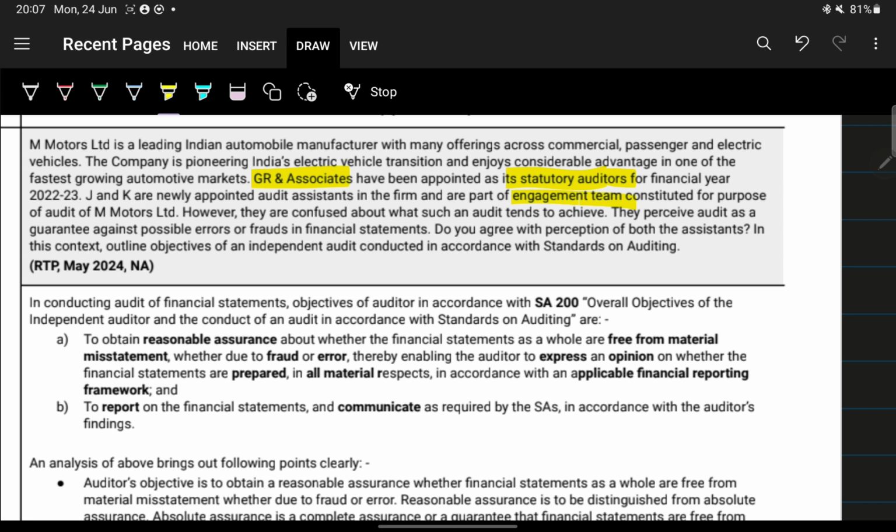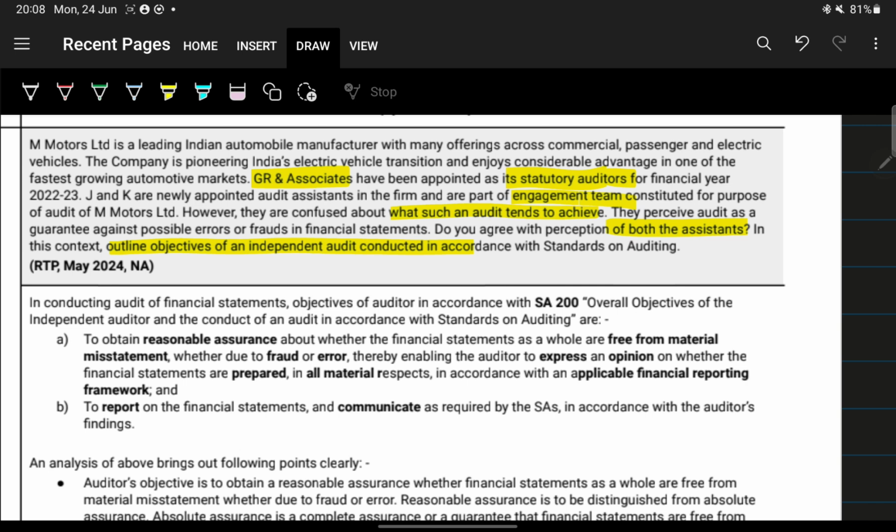Okay, next. However, they are confused about what such an audit tends to achieve. They perceive audit as a guarantee against possible errors or frauds in the financial statements. Do you agree with the perception of both of the assistants? In this context, outline the objectives of an independent audit conducted in accordance with the standards on auditing.